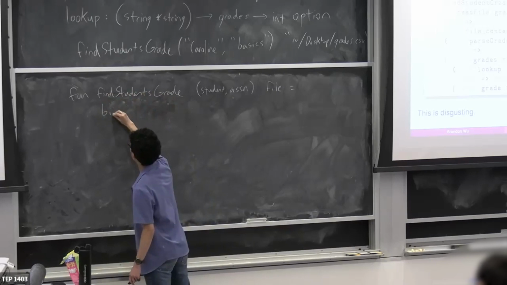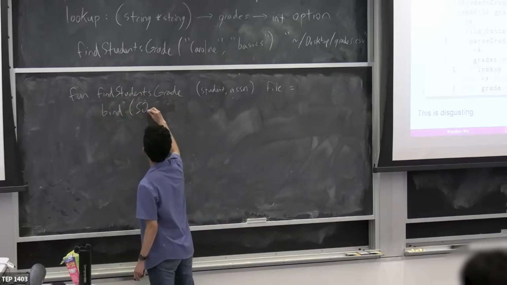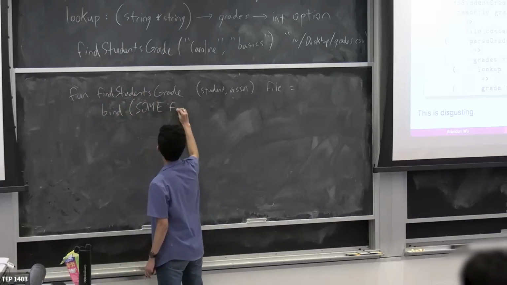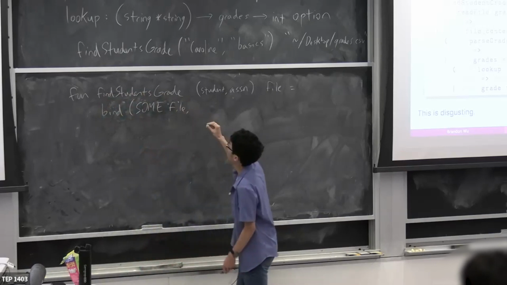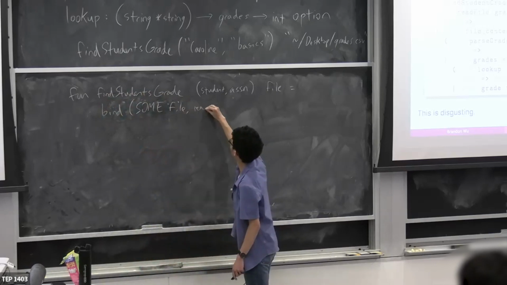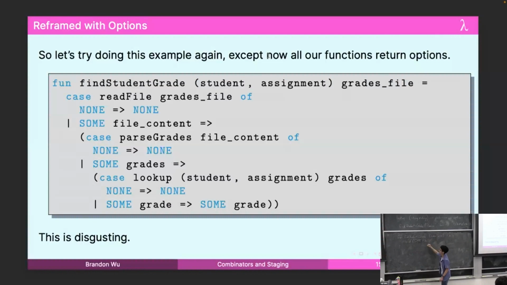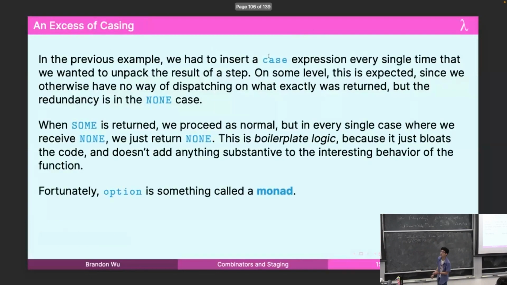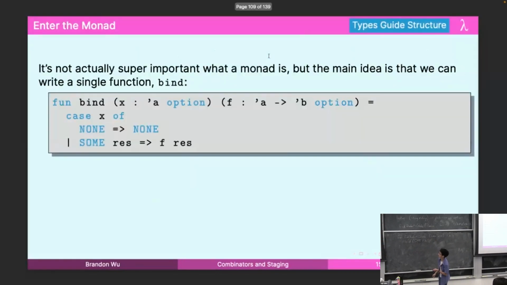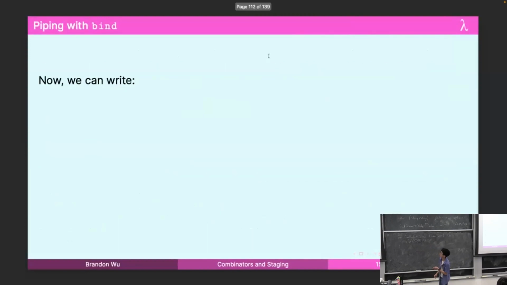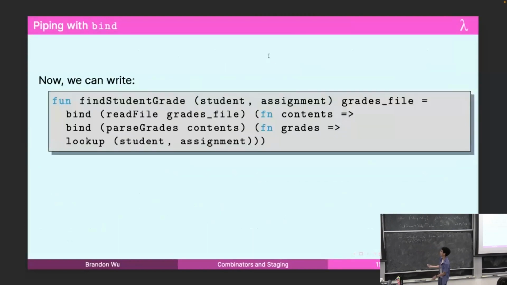No, I need to start off with bind. I'm going to take in sum of file, and I'm going to take in another function which is read file. Actually, sorry, I'm going to show you because I don't have a whole lot of time. Here we go. This is way better than me writing it out.